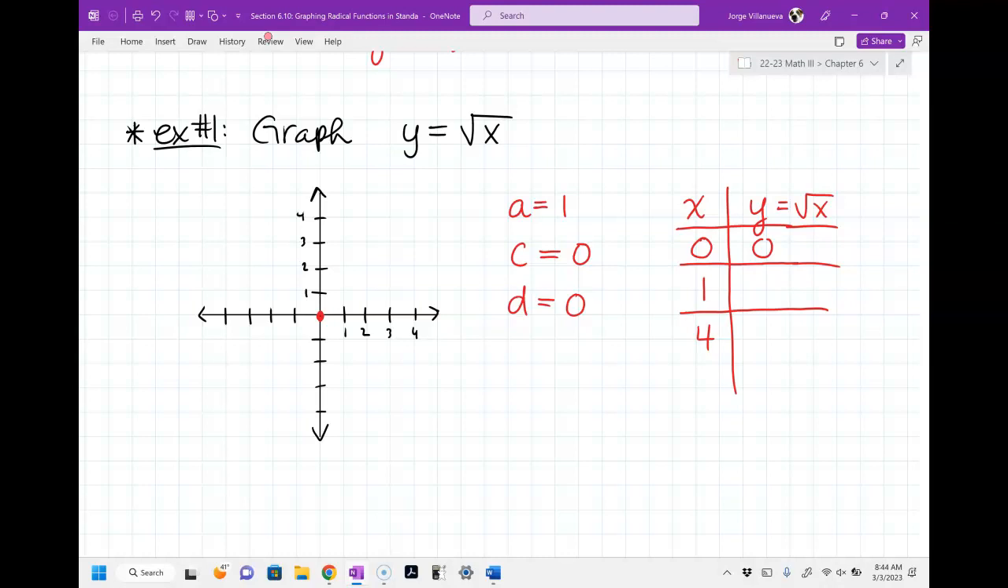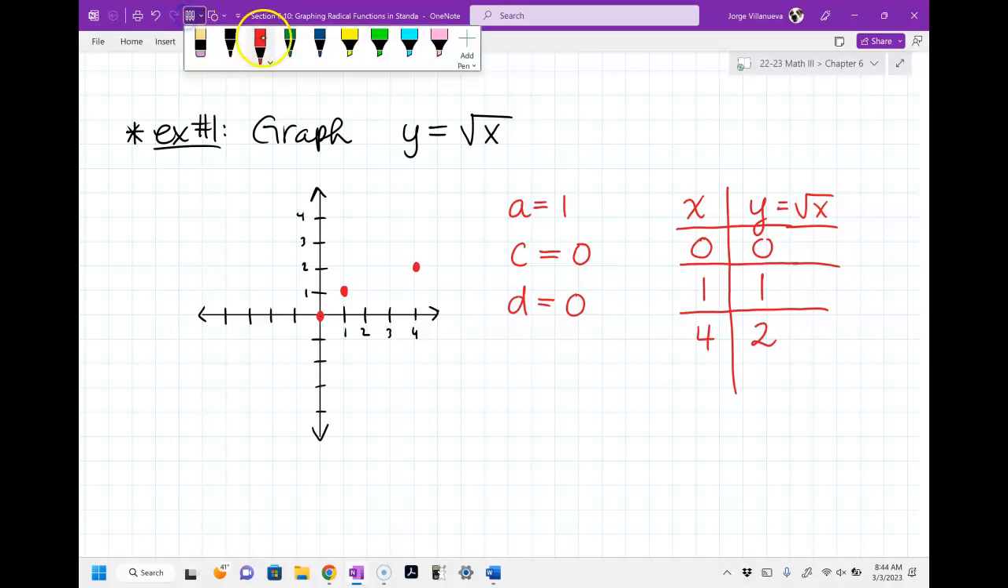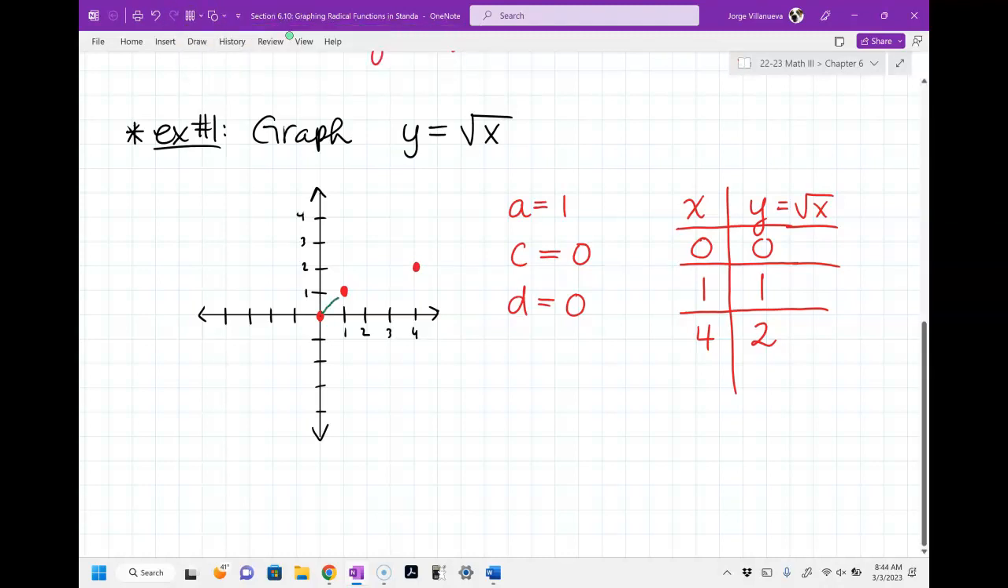If I plug in a 1, what do I get for y? A 1. All right, so 1, 1. If I plug in a 4, what do I get for y? A 2. So 4, 2. And there you go. So here is what my graph looks like normally. A little arc.